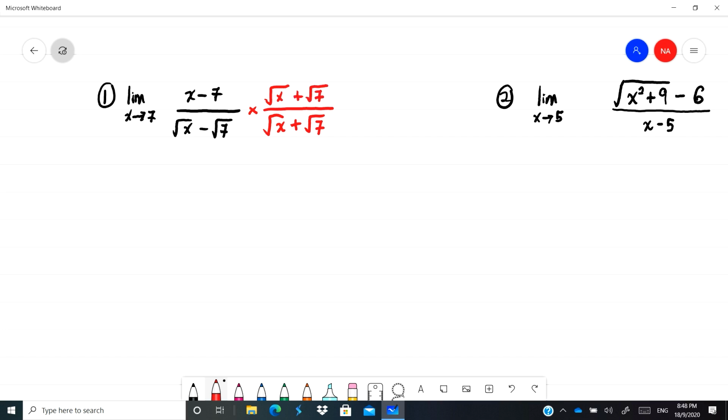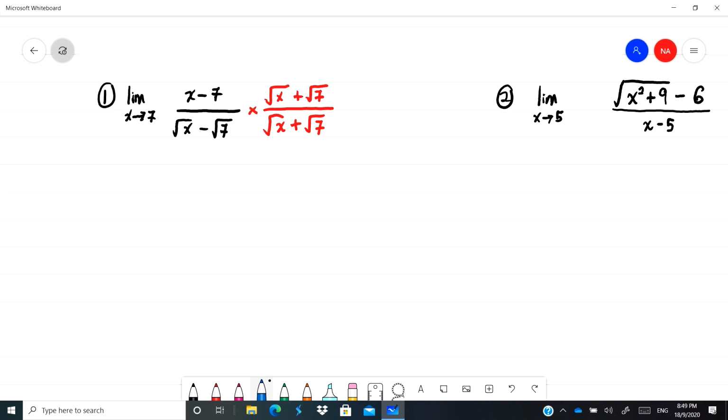Why can we write this? Because the numerator and the denominator are the same, so they cancel, meaning it initially does not change anything. But now we can multiply with this conjugate.